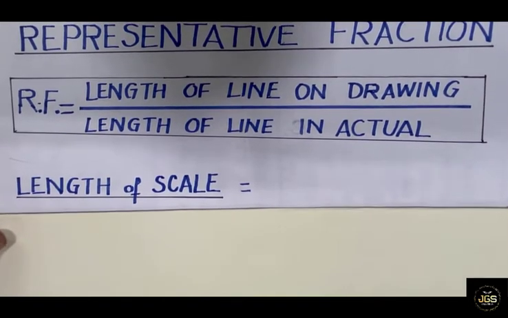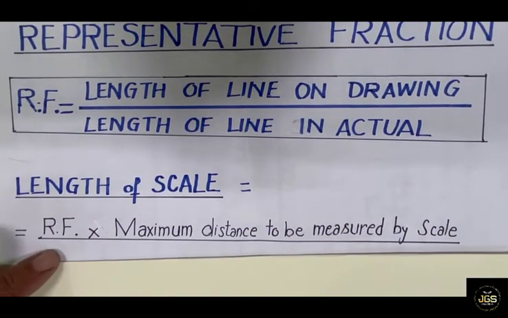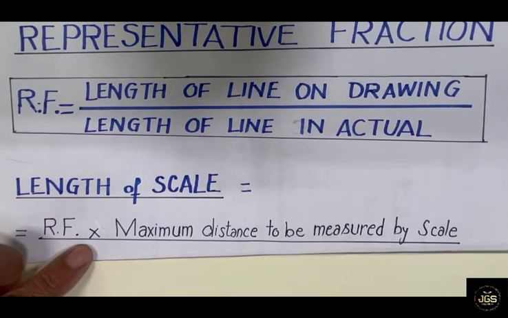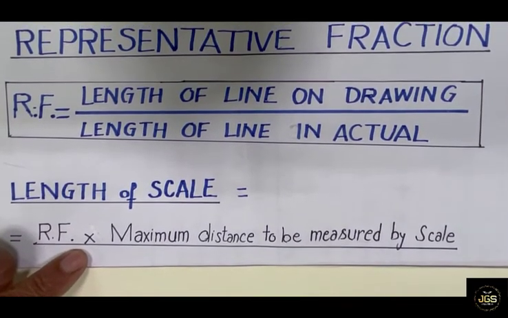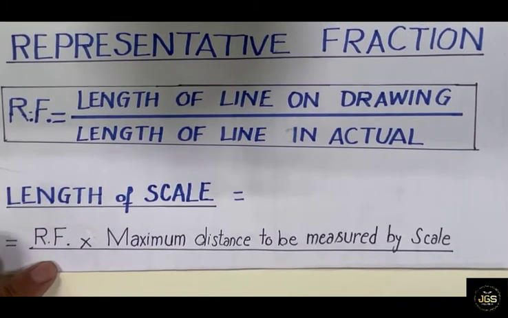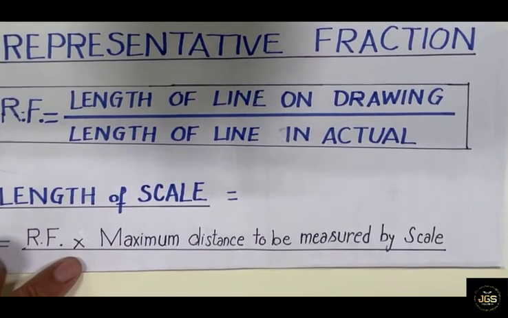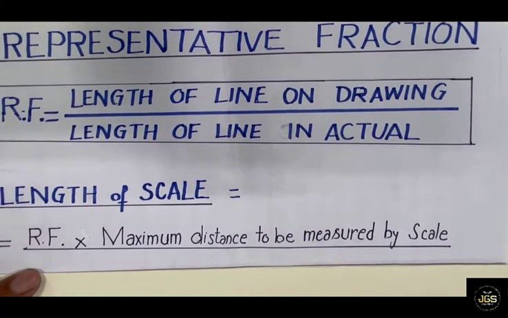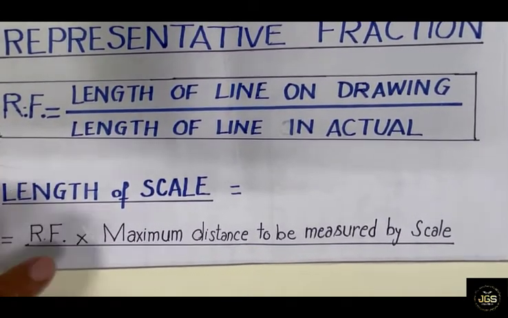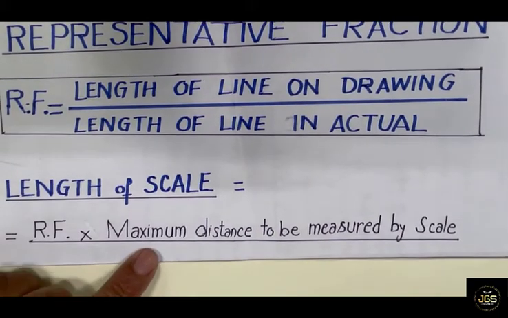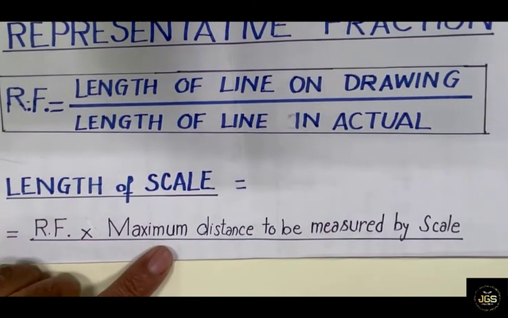Then the second term that is very important is length of scale. It is equal to the representative fraction multiplied by the maximum distance to be measured by the scale, because we calculate the RF over here, then you can multiply it with this maximum distance to be measured by the scale.